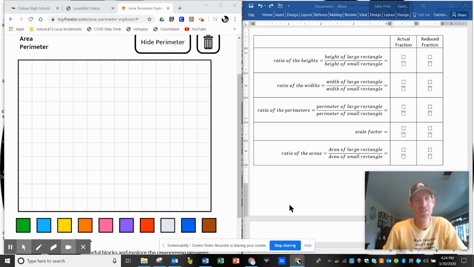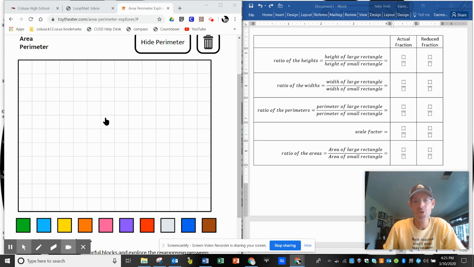All right, the purpose of this video is to give you an example of how to complete the next assignment. I'm going to come to this side of the screen and I'm going to create two rectangles. The rectangles are going to be similar. The small rectangle will be a 2 by 5 rectangle and the large rectangle will be 4 by 10. But I'm going to build them in a special way.